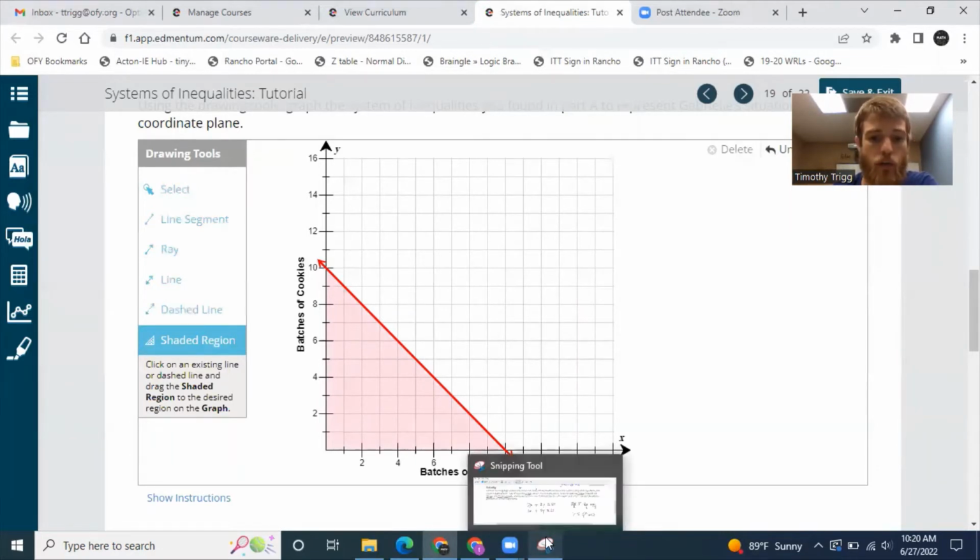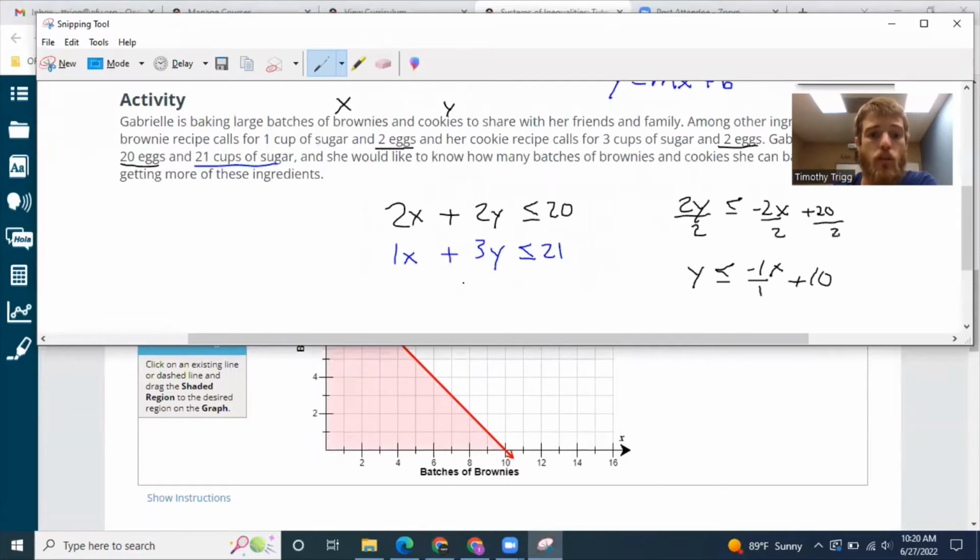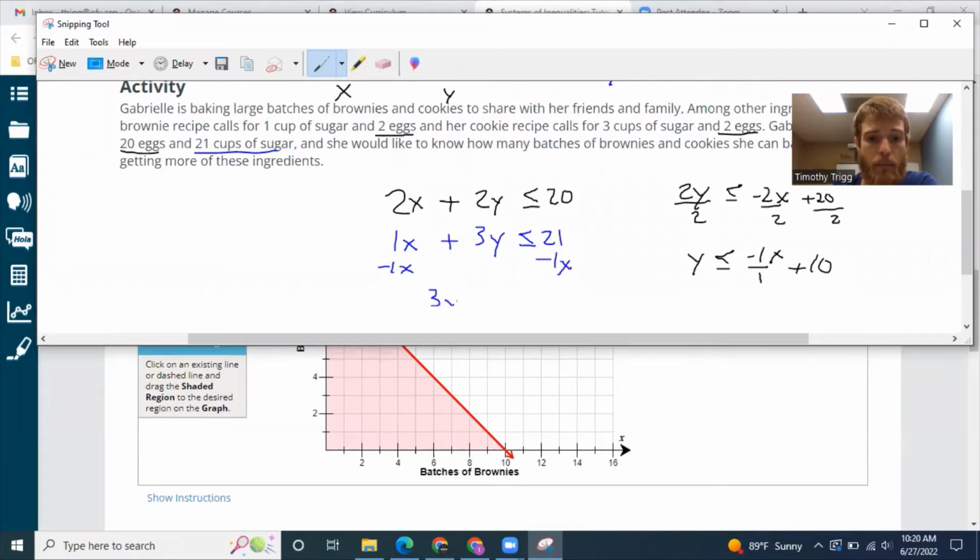Let's try the second inequality. Once again, we want to get y by itself. The first thing I'm going to do is subtract 1x on both sides of the inequality, giving us 3y is less than or equal to negative 1x plus 21.